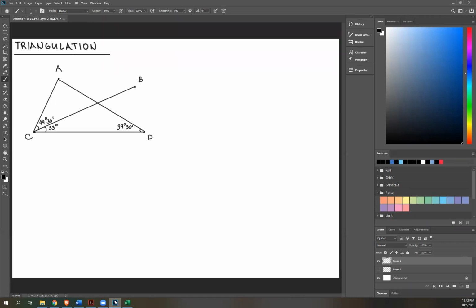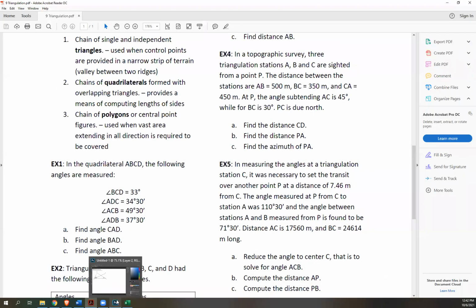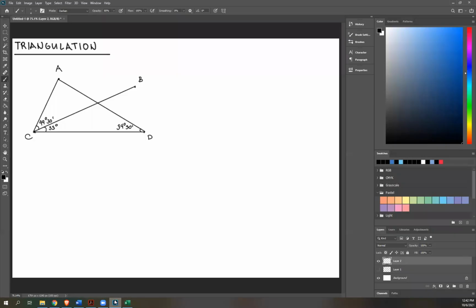And then lastly, ADB, 37 degrees 30 minutes. So A going to D, going to B. And so that's this, 37 degrees 30 minutes. Okay, then let's close this quadrilateral. So that's how that is formed.